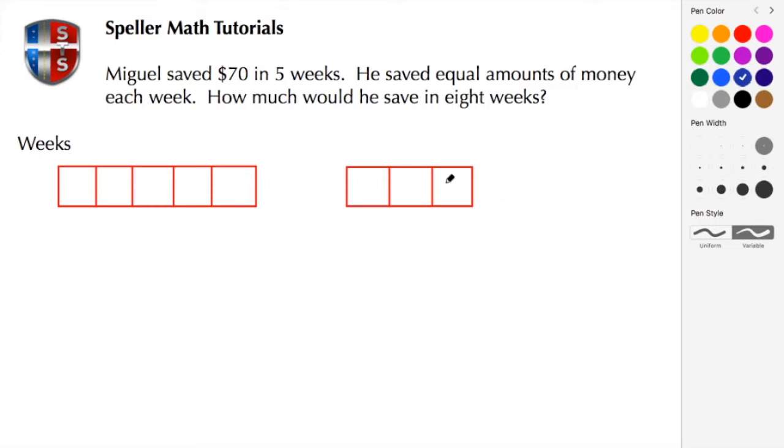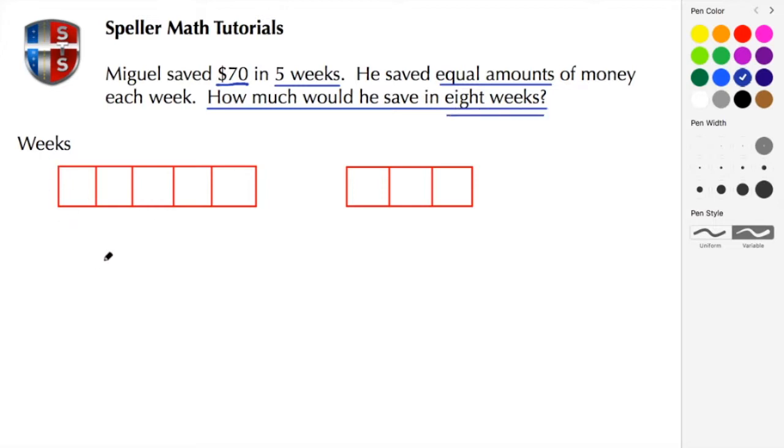Let's go ahead and pull out the important information in this problem. So here we know that he saved $70. We know that he saved that $70 in 5 weeks. We also know that he saved equal amounts. And then the question that we have to answer is how much would he save in 8 weeks? And the other important piece here is the 8 weeks.